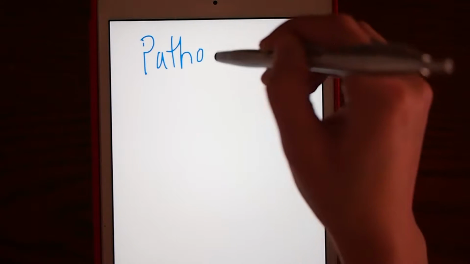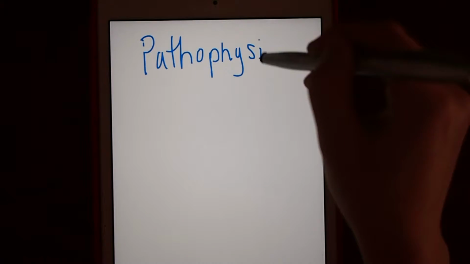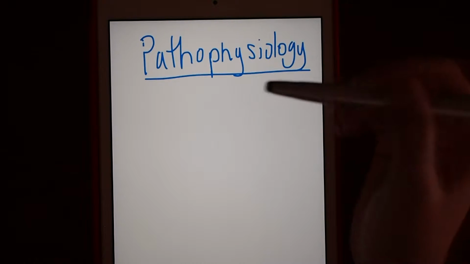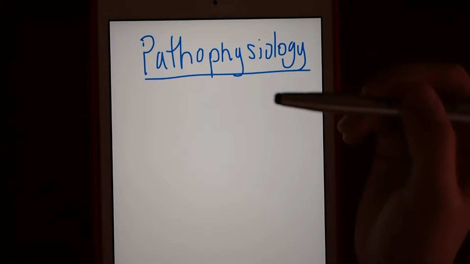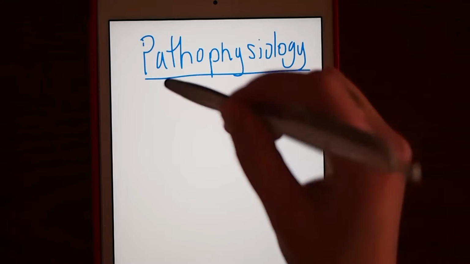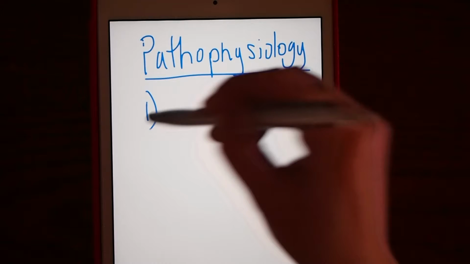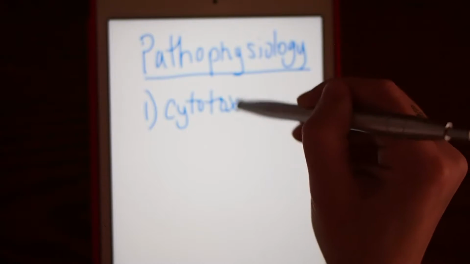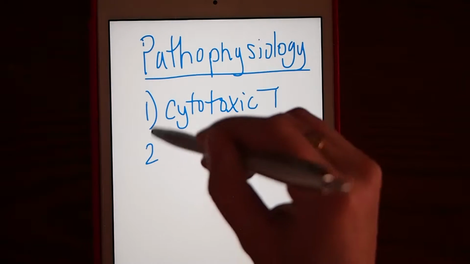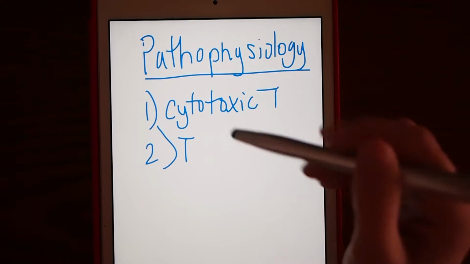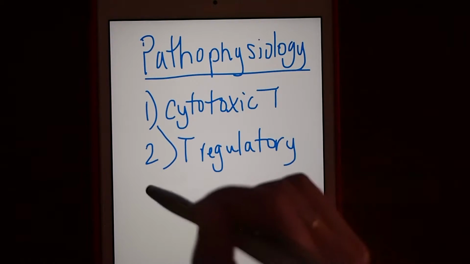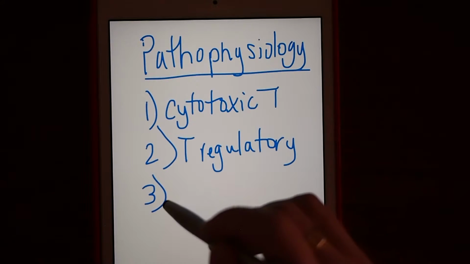Pathophysiology. The pathophysiology is the same for each of the viruses, okay? Cell injury occurs because of 3 different cell-mediated immune mechanisms. The first is through cytotoxic T cells. The second is through T regulatory cells. And the third is through natural killer cells.